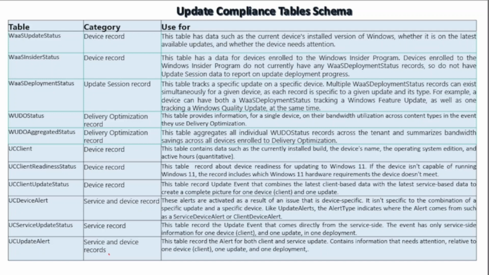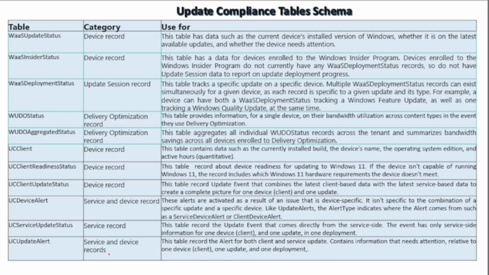The third table is the Windows as a Service deployment status table. This table records a specific update on a specific device. Multiple Windows as a Service deployment status reports can exist simultaneously for a given device, as each record is specific to a given update and its type. For example, a device can have both a Windows as a Service deployment status tracking a Windows feature update as well as one tracking a Windows quality update at the same time.